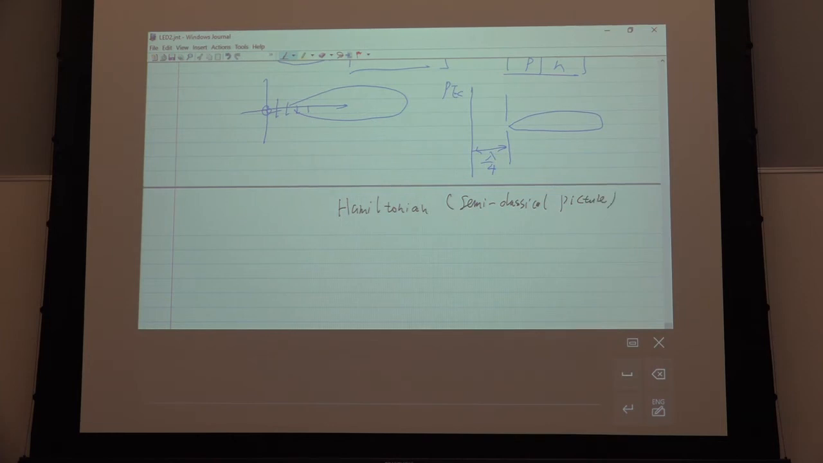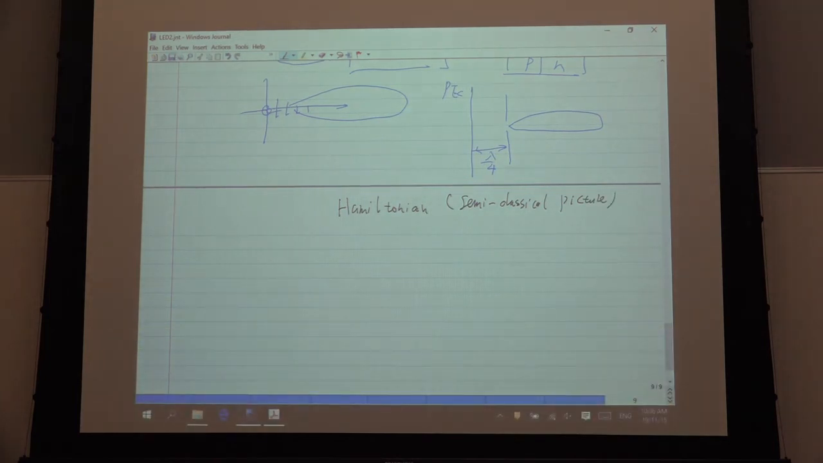Before I talk about quantizing the Maxwell equations, I'll talk about the semi-classical picture. What does semi-classical mean? One is that the light intensity is still strong, significant. Then the object size is very small. So for this part, we use the Schrodinger equation.